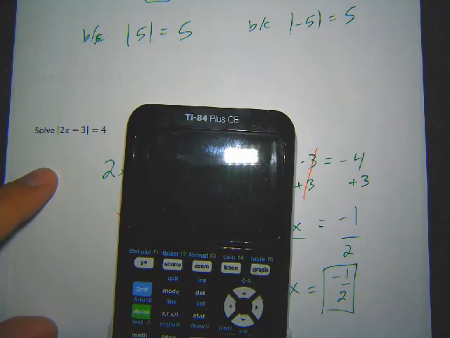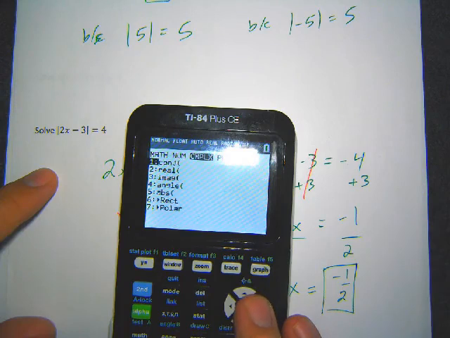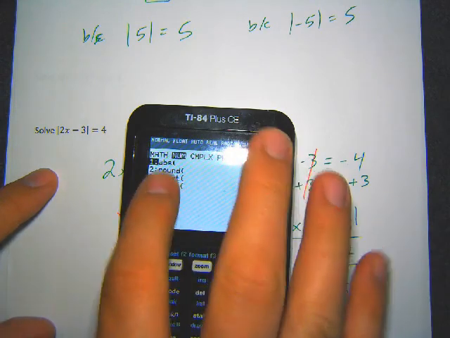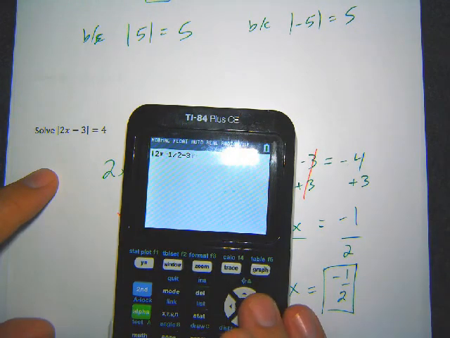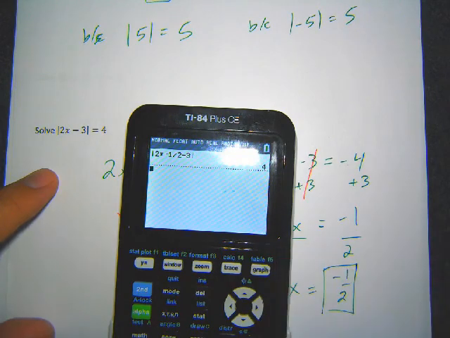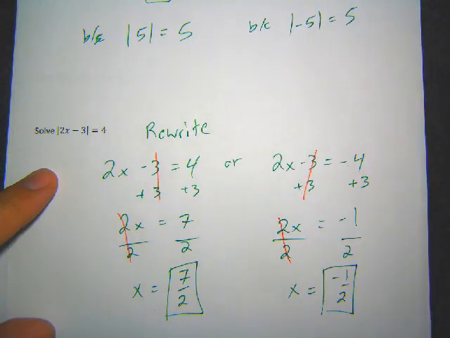So if you wanted to double check this, you could use the math button and go to that number option as ABS, and you can type it in. You can do 2 times what we had, negative 1 divided by 2, minus 3, and see if it really does give you 4. And it does, it gives you 4. So you can double check it that way. You can plug the number in, see if it works, and just put in the negative 1/2.